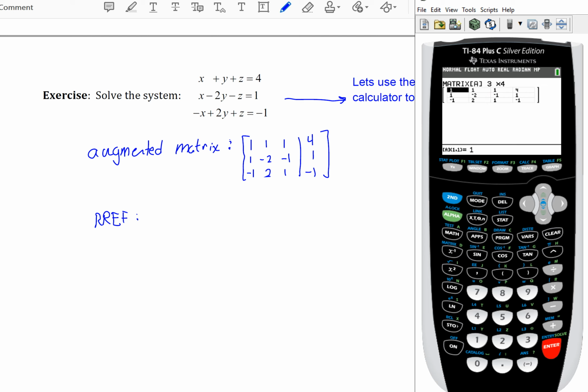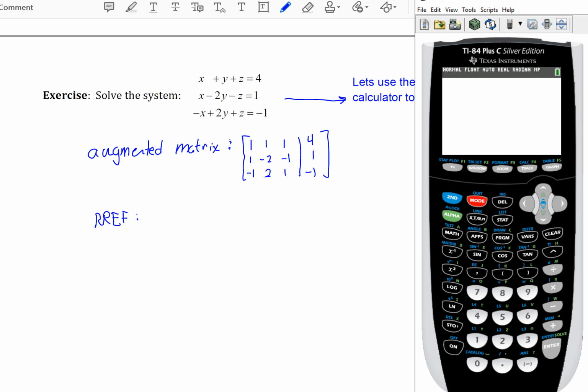So I'm going to go down the columns here. 1, 1, -1, 1, -2, 2, 1, -1, 1, 4, 1, -1. I feel like I have it right. So now I'm going to quit and go back to my home screen. So second, quit. And now we're going to ask the calculator to do the row reduction for us.